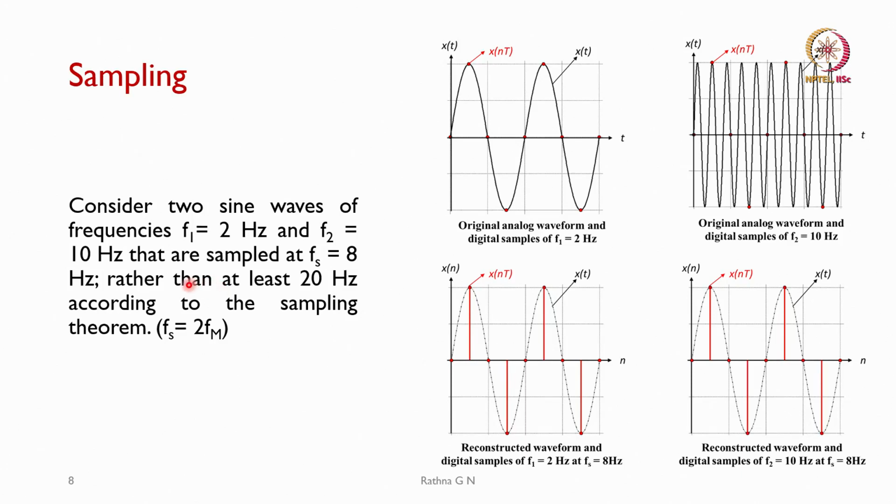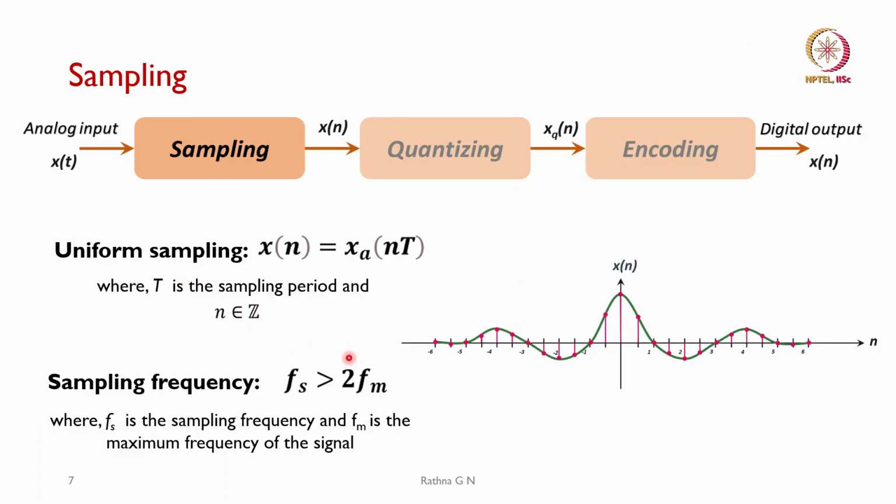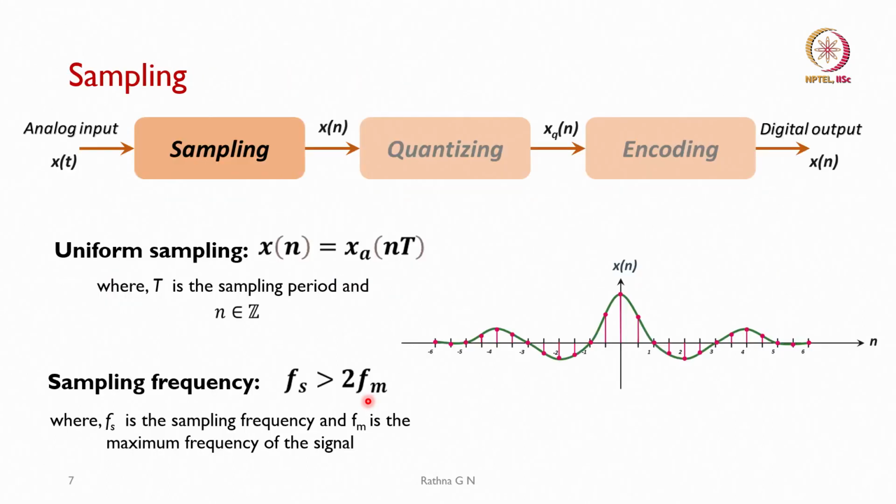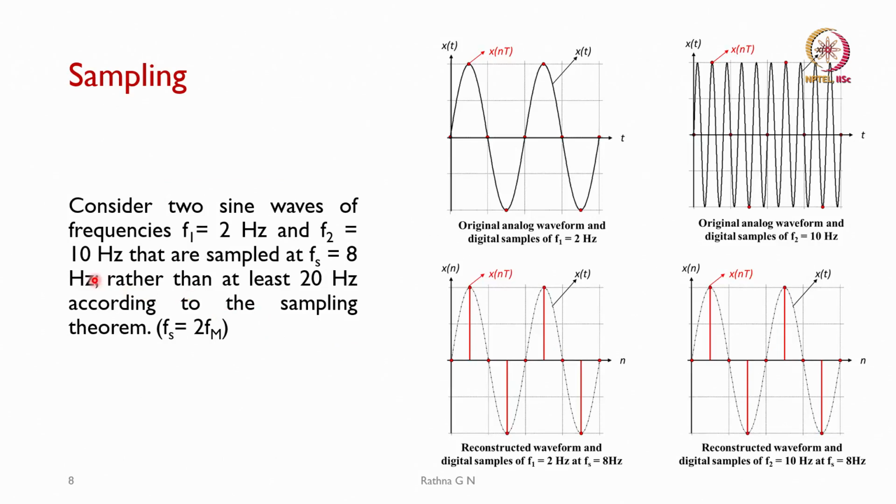So, according to the previous equation, the sampling frequency should be greater than twice the maximum frequency. In this case the maximum frequency is 10 hertz, so it should have been 20 hertz. Instead of that, what we are doing is sampling at 8 hertz. So, what happens then?